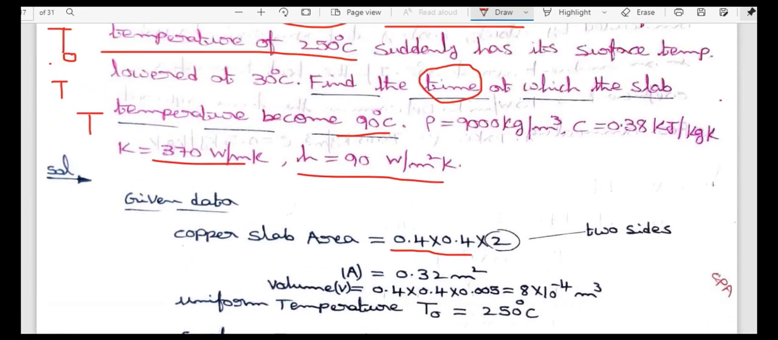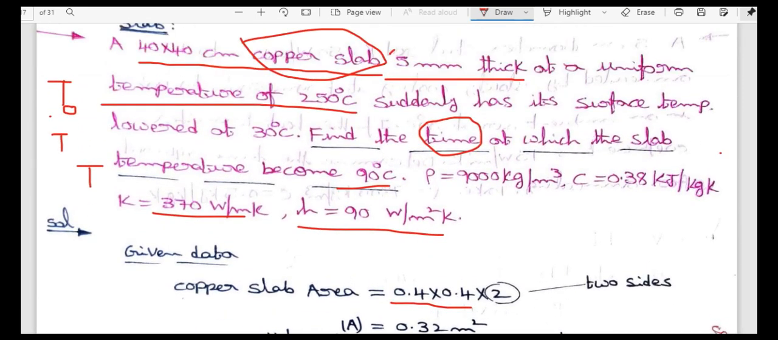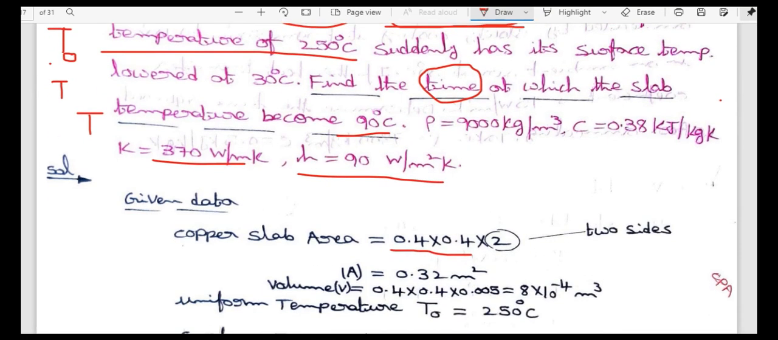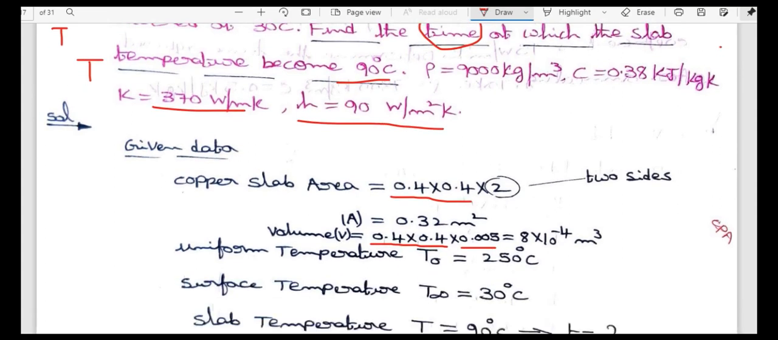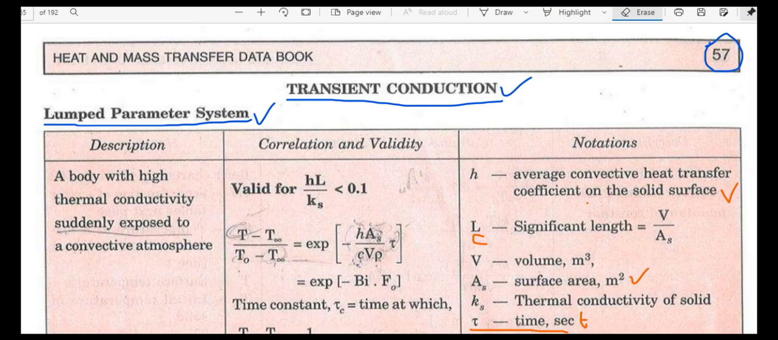And the volume is obtained since the thickness is there. So in this question, surface area and thickness are available, that's why I am considering volume. So here volume is equal to surface area into thickness. Now I am calculating the hL by k value.